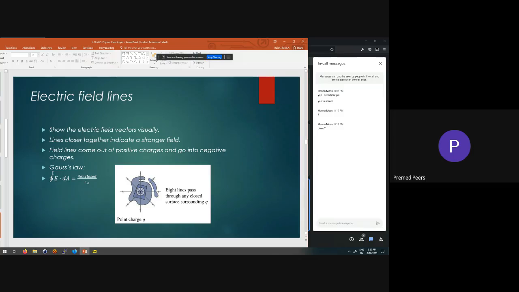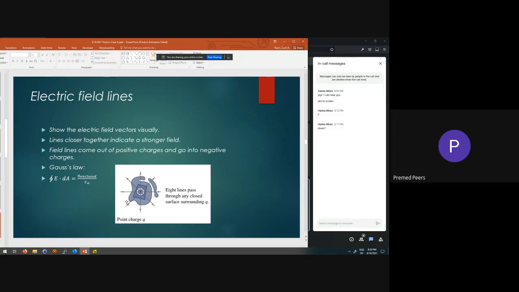So E, I don't have the little arrows, but E is the electric field, right? And then A is a little amount of area. Here we've drawn a surface around this charge. What we're doing is drawing a three-dimensional surface to cover a charge. The amount of field lines that pass through that surface is only determined by the amount of charge enclosed.